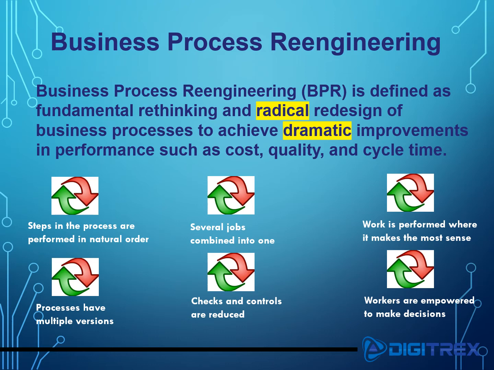Work is performed where it makes most sense. Processes have multiple versions. Checks and controls are reduced. In other words, you don't want to have the checkers checking the checkers. Workers are empowered to make decisions for these processes.